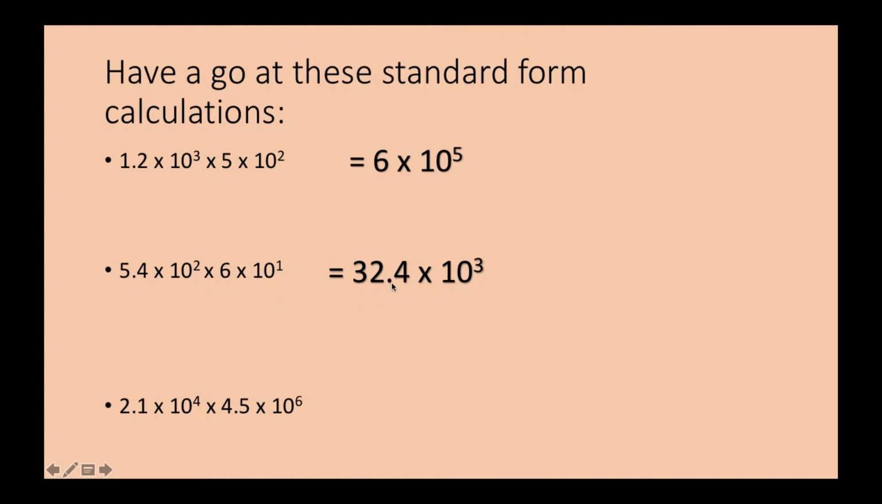which is great, but you might have noticed that this is not less than 10. It's okay saying that you've got 32.4, but we need to make sure our decimal point is there. And if our decimal point is there, it means we've moved back one more space, which means we need to add a number to our power. So 3.24 times 10 to the power of 4. And then on the last one, 2.1 times 4.5 is 9.45, and then 4 add 6 makes 10. So well done if you got all those right.